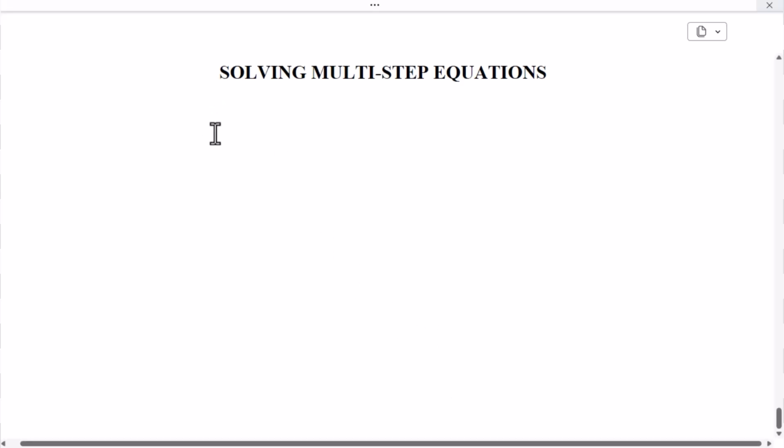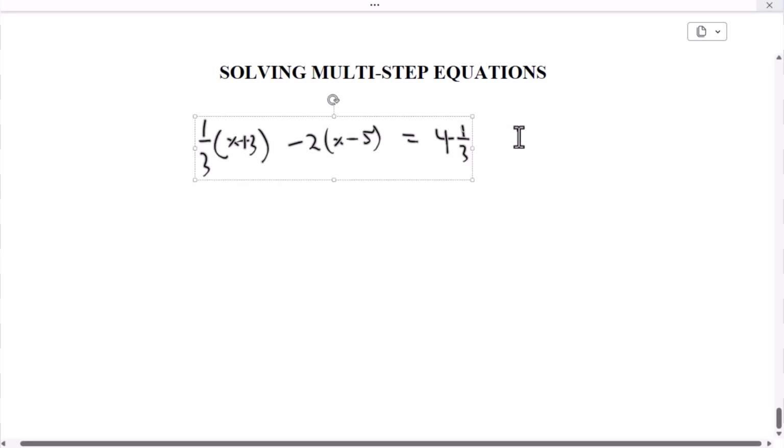Okay, let's consider this other example. So we have 1 on 3 multiplying the expression x plus 3, minus 2 multiplying the expression x minus 5, is equal to 4 whole number 1 on 3.